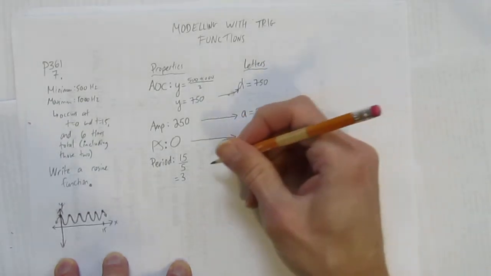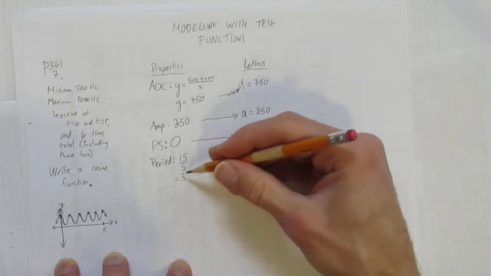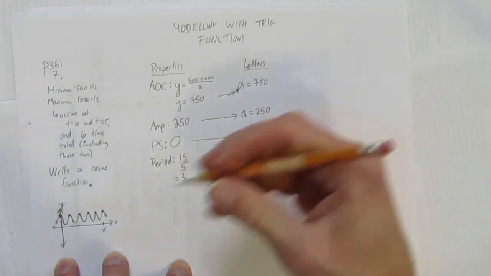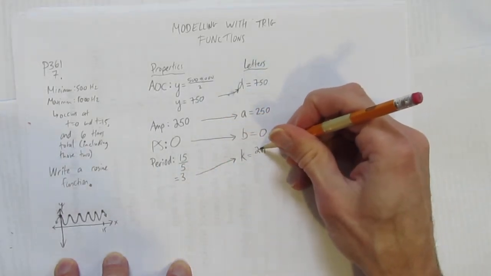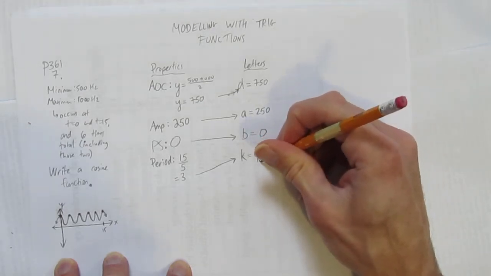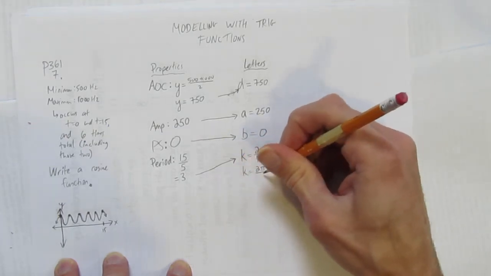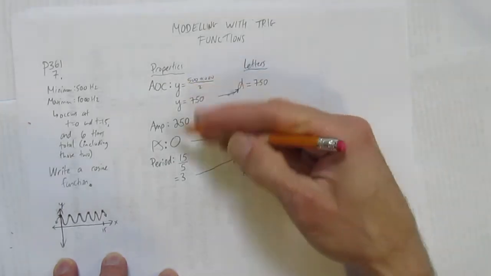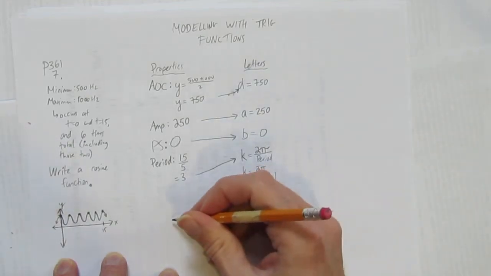The period is a little bit tricky, but not really that hard. To calculate the k value given the period, it's just the total original wave. This is a cos wave. Originally, cos waves have a period of 2 pi, so k is 2 pi divided by the period. So in this case, k is 2 pi divided by 3. And we'll leave it just like that. I've got my properties, which gave me my letters. Now I can just write my equation.